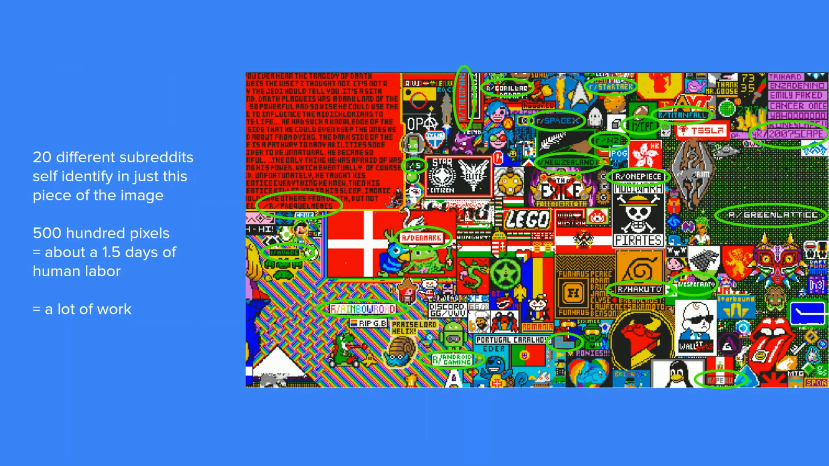And this same dynamic, so blue corner isn't special here, this same dynamic happens all across the image. And in fact, if you look at the final image, what I did here is I circled all of the examples of subreddits that were explicitly named. So this isn't all the identities being expressed in the image. These are just the explicit subreddits being identified. And I counted 20 different ones in just this one little segment of the overall image.